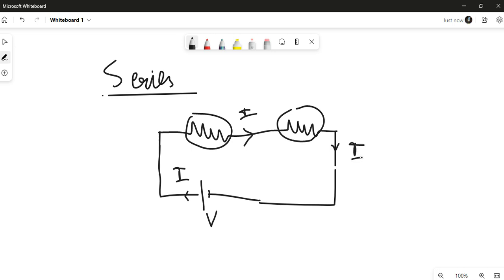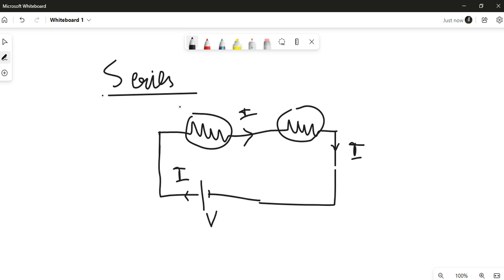The main point in series is that the current remains constant throughout. There is no current division here, because when it passes through basically an obstacle and comes out, it's again coming out in its true form. But let's talk about voltage.